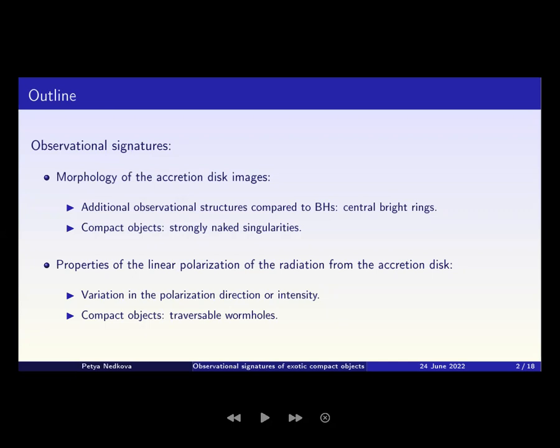In the next part of the talk, we discuss effects connected with the linear polarization of the flux of the accretion disk. In this part, we are searching for signatures in the polarization properties, either in the intensity or in the direction, in the pattern of the polarization. They can be qualitative, giving a different qualitative pattern of the polarized image, or they can be quantitative, just comparing how much it deviates from the polarization in the black hole space-time. And in this part, we consider traversable wormholes. This last part is the recent work.